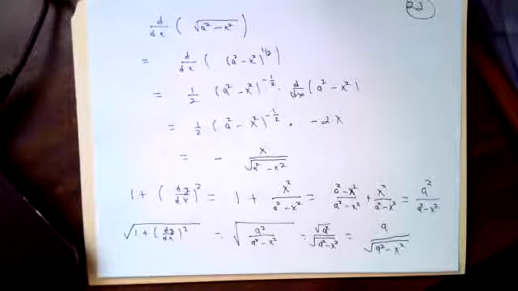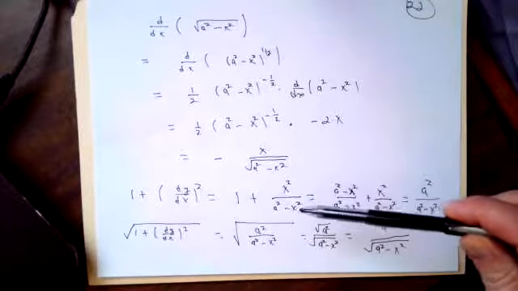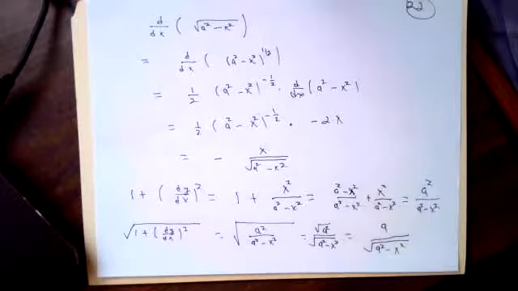But we're not done yet. What I actually need is 1 plus the square of that derivative. 1 plus, when you square something that has a negative sign out front, the negative sign goes away. The square of x is x squared, and the square of the principal square root of a squared minus x squared is a squared minus x squared.